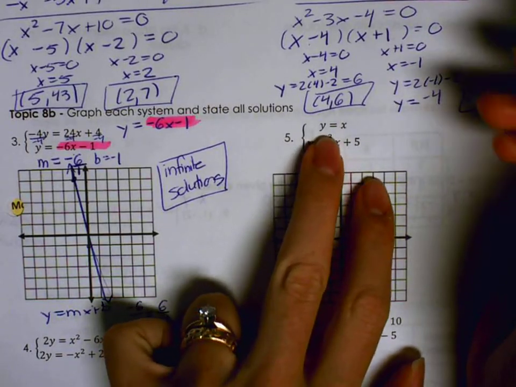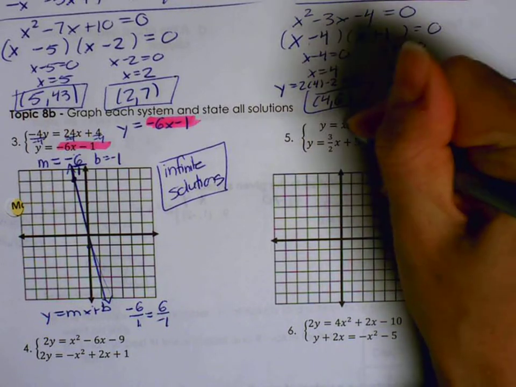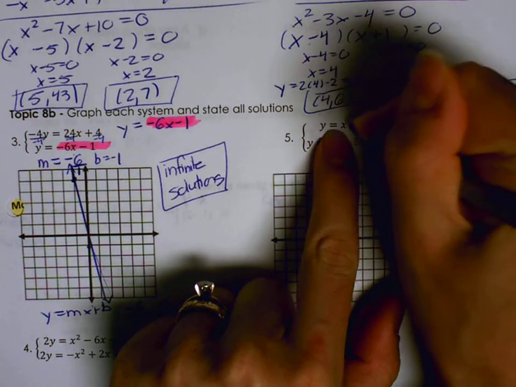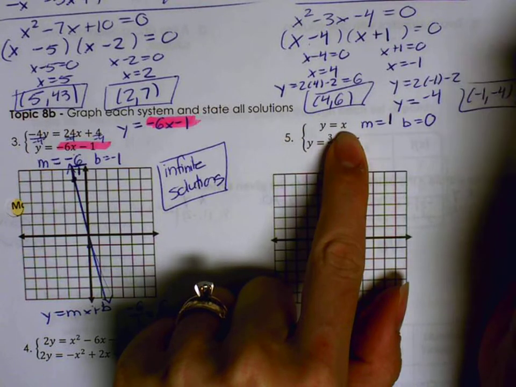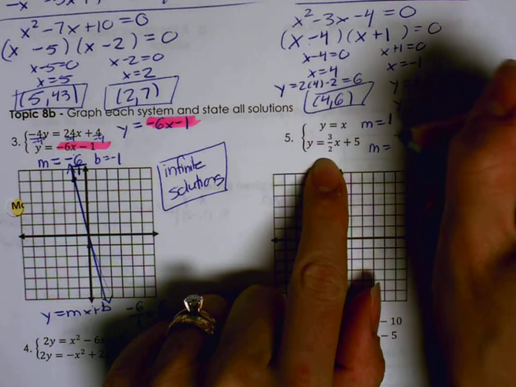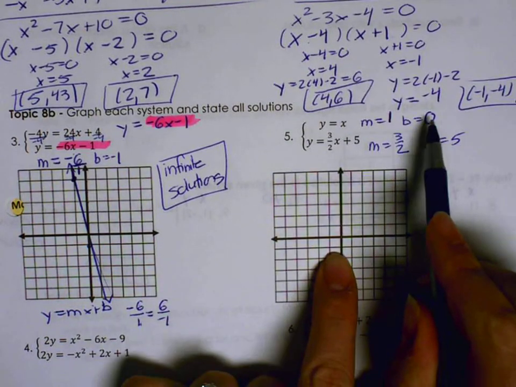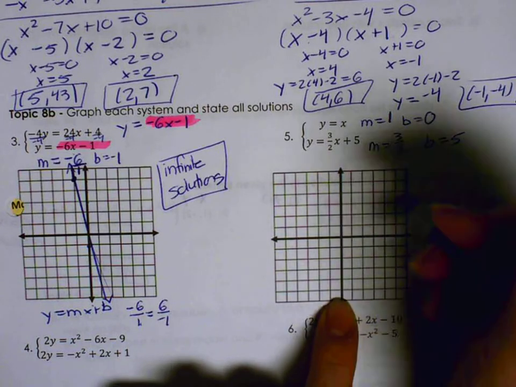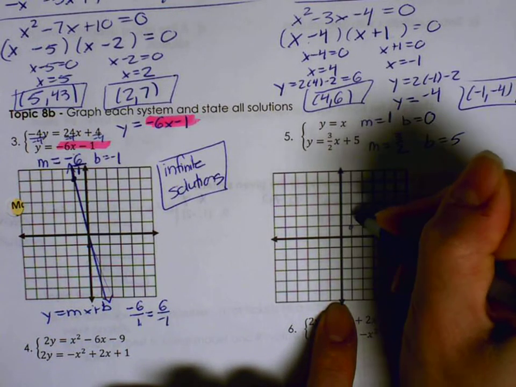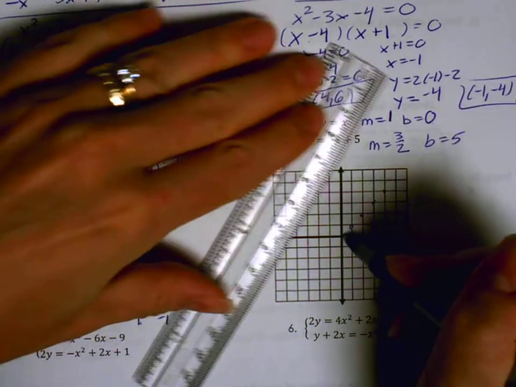So I have y equals x. So again, I want to pick up my m and my b. My slope is the coefficient of x, which is 1. And I don't have anything after it. That means my b is 0. This one, my m is the coefficient of x, which is 3/2, and my b is 5. So on this first one, my starting point is my b, which is 0. And I'm going to go up 1 over 1, up 1 over 1, up 1 over 1. I'm going to get a bunch of points. And there's my first line.